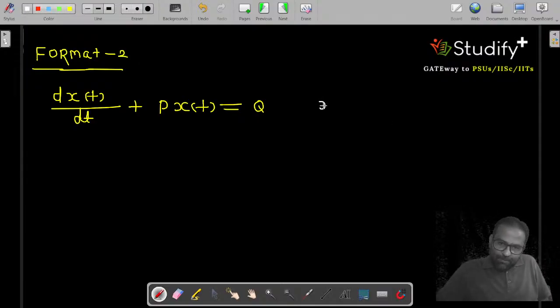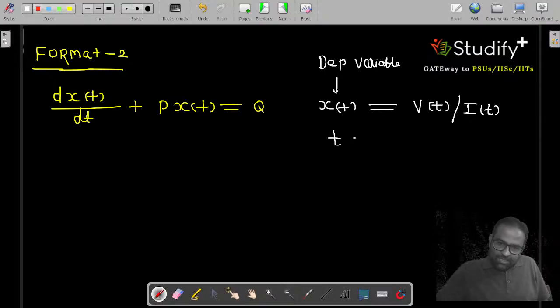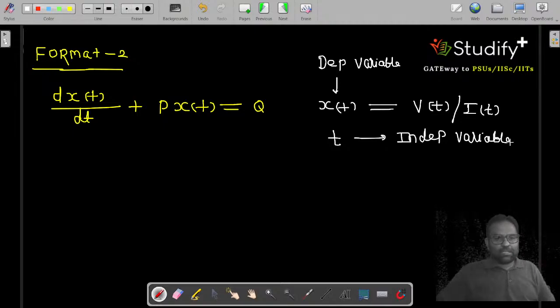Again, x(t) can be what? x(t) can be two types of variable. x(t) can be a voltage or a current. You will write the solution for voltage or current only. And x(t) is also known as the dependent variable. Correct? And t is what? t is the independent variable.